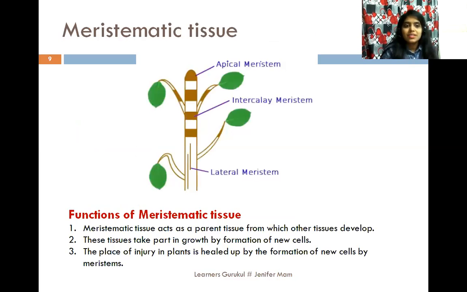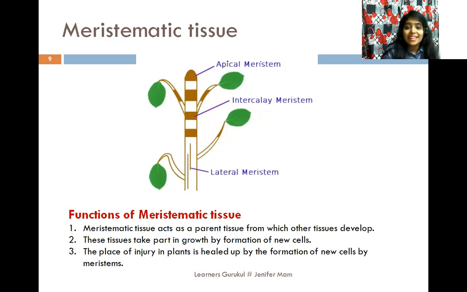So this is the structure. You can see the apical meristem is present at the tip of a root or shoot, and you can see the intercalary meristem present in the internodes, at the base of the leaves. And the lateral one you can find, which helps in the increase in the diameter or girth of the stems. Okay. Now let's talk about the functions of meristematic tissues.